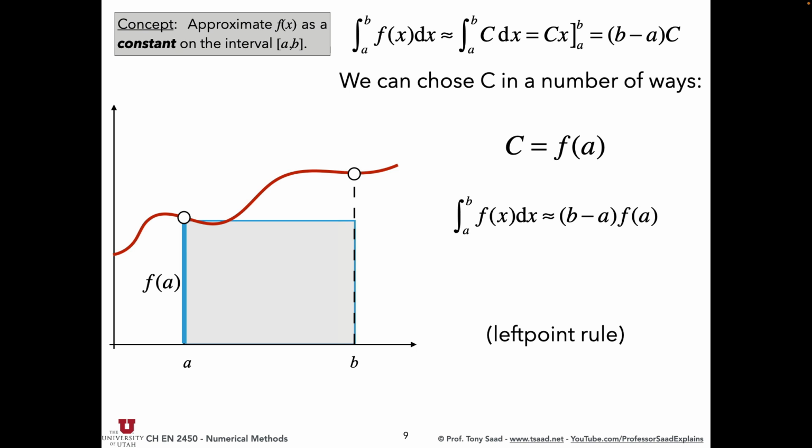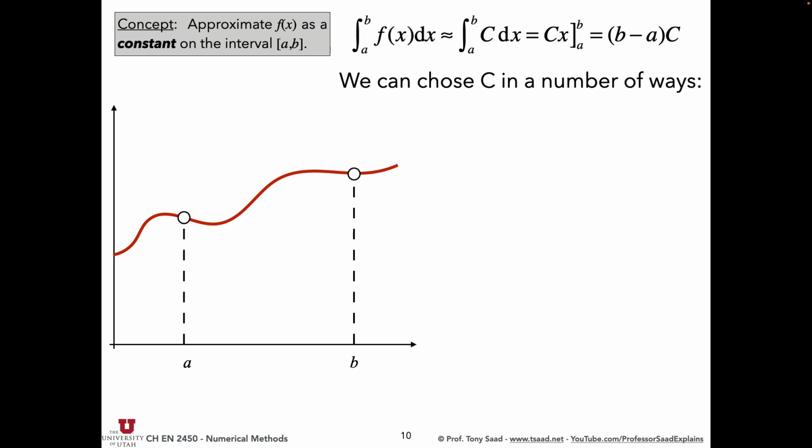Why? Because we chose the left point to approximate the function as a constant. What other choice can we do? What other point can we pick? The right point? Yep. That's correct. We can choose the right point, f of b, on the right, to approximate the entire function.